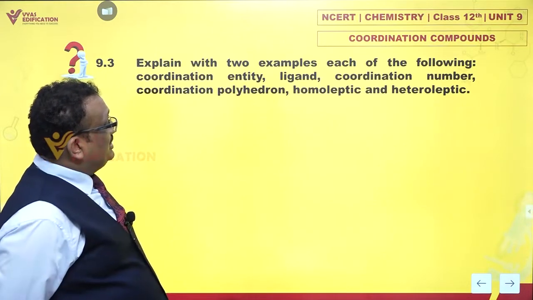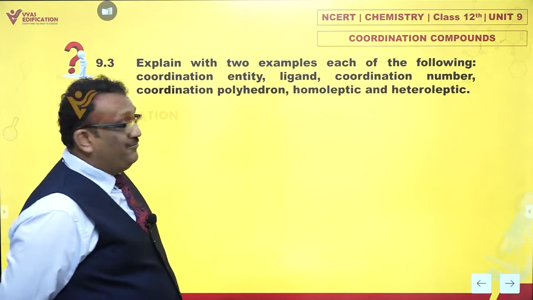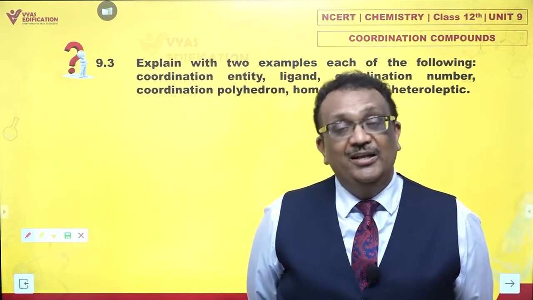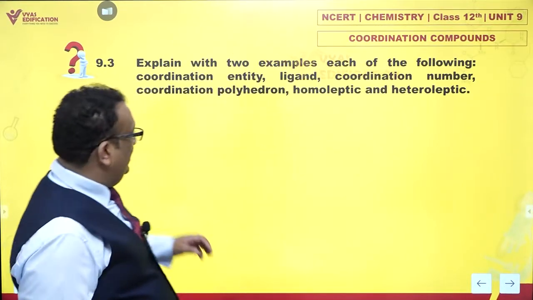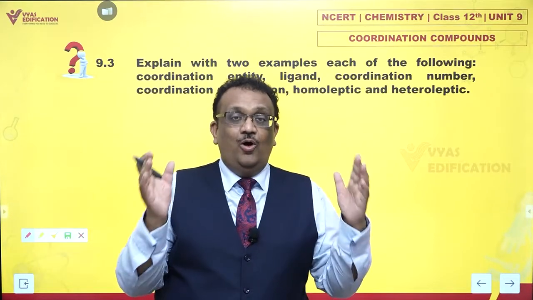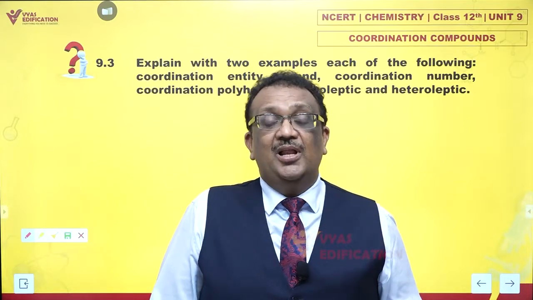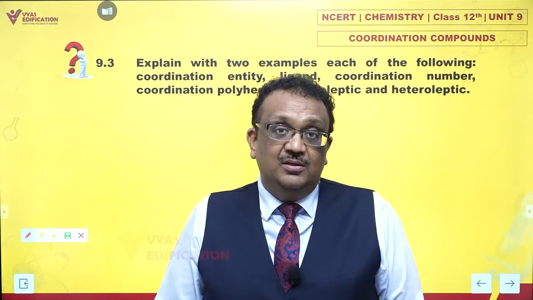Explain with two examples each of the following. Coordination entity. Now there are 6 or 7 terms. I am supposed to explain each term and give a couple of examples. What is a coordination entity? A coordination entity is an entity or a group of atoms in which a central metal atom is attached to a set of ligands.